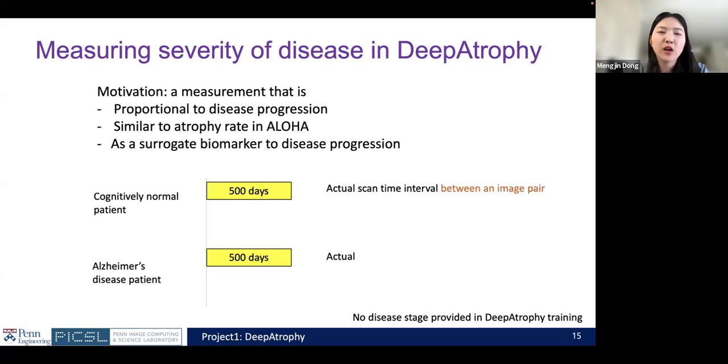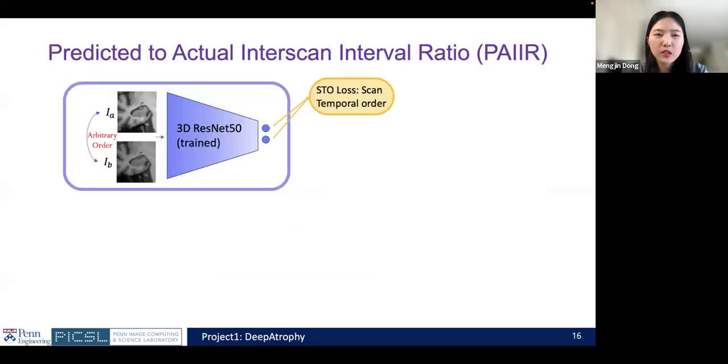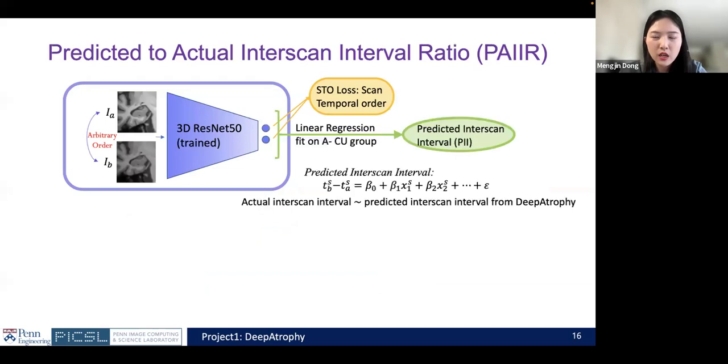Suppose that we have a normal control patient and an Alzheimer's disease patient, and both of them are scanned 500 days apart, and this is the actual scan time interval between an image pair. We want the model to predict a scan time interval that is very similar to the real one for cognitively normal patients, and to predict accelerated brain atrophy, represented by a longer scan time interval predicted by the model, for Alzheimer's disease patients. The way we achieve this is that we perform a linear regression model for this analysis.